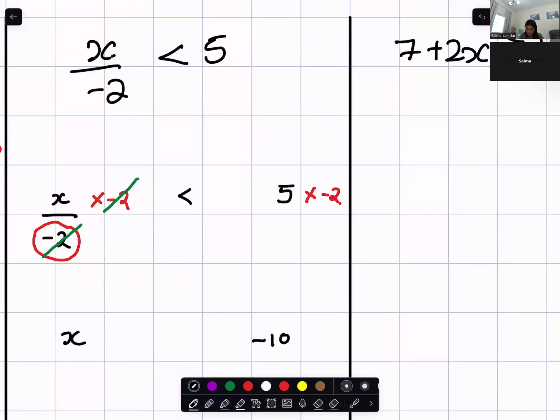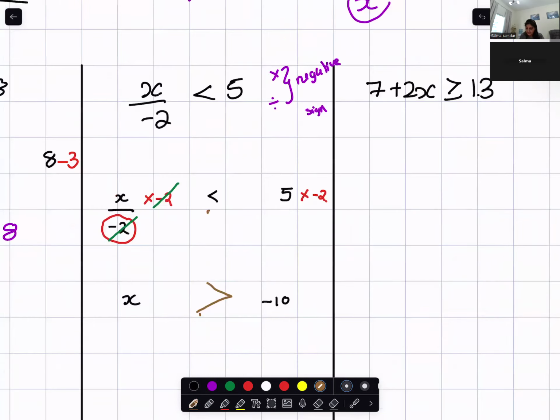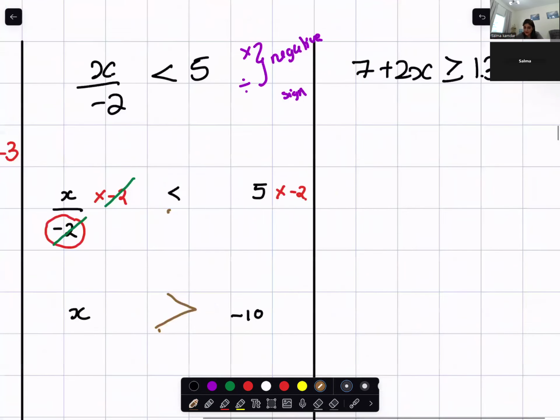One thing you have to understand very clearly over here is when you multiply or divide anything with a negative sign, you need to swap the inequality. So I am going to swap this inequality, so this less than becomes greater than minus 10. Let's have a look at the next part of it.